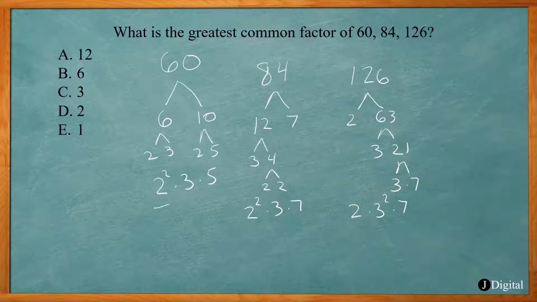So we have 2, 2, and a 2. I'm going to have 2 to the lowest exponent, so 2 to the first is what I'm going to use. We also have a 3, 3 is in common. I'm going to take the lowest exponent, so times 3 to the first. Now we have 5s and 7s, but none of them are in common between all three. So we take this 2 times 3, and 6 is going to be our greatest common factor.